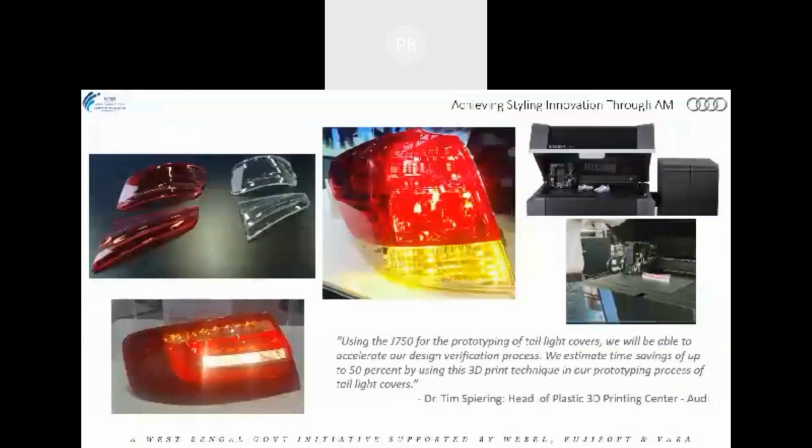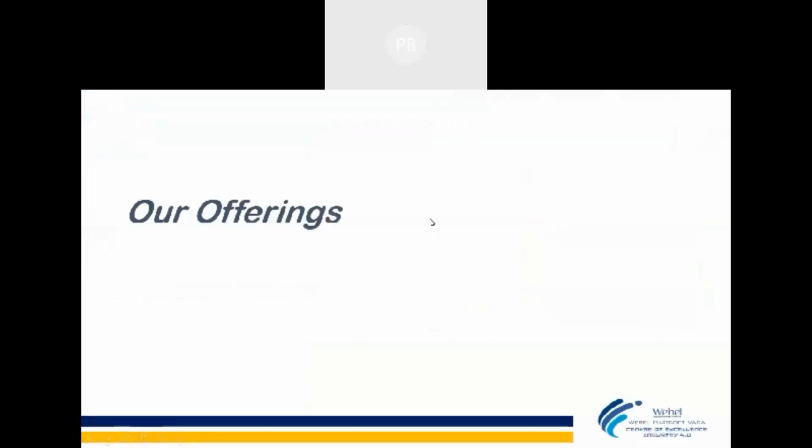This is a case study with Audi. Audi developed this with a 3D printer. They print the tail lights, the indicator lights and everything with the 3D printer, and they check it with fit and form testing. Then they go for the final production. These are all 3D printed parts with the color.